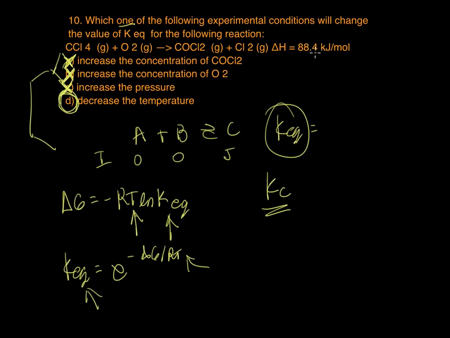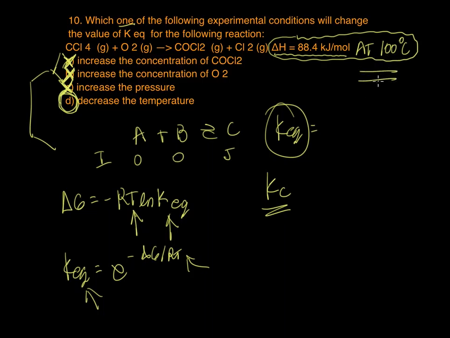And that's why most equilibrium problems and so on tell you what the temperature is. For example, 100 degrees Celsius or something like that. Okay, because they want you to know that that equilibrium constant is constant, and it's valid only at 100 degrees Celsius. At 200 degrees Celsius, it's going to be a completely different answer.